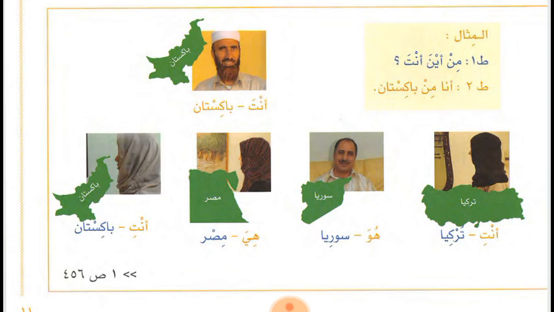من أين أنت؟ Wrong. This time you will ask your friend about this man in the picture: from where is he? So what will be the Arabic for this? من أين هو. And what will your friend answer? هو من سوريا. Correct. من أين هي. هي من مصر. Correct. Where is she from? She's from Egypt. Correct.